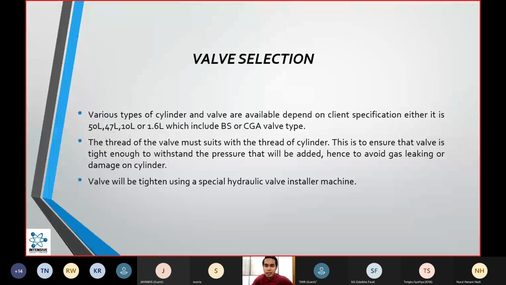Hence, to avoid gas leaking or damage on the cylinder, the valve will be tightened using a special hydraulic valve installer machine. So when you want to install the valve into the cylinder, you cannot just use your bare hand. You need a special hydraulic valve installer machine, so that when you install the valve it will be tight enough to the cylinder to avoid leaking, because we will pump a high pressure of gas inside the cylinder. So the valve must be tight enough.